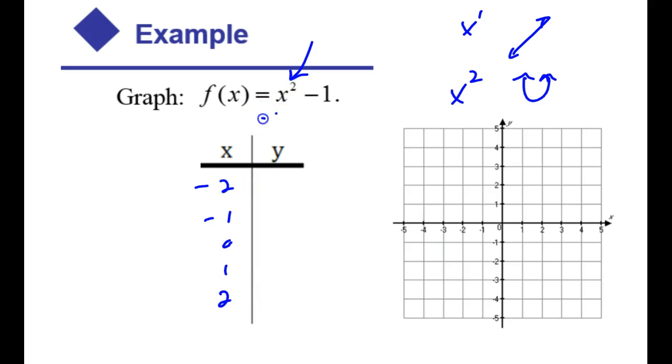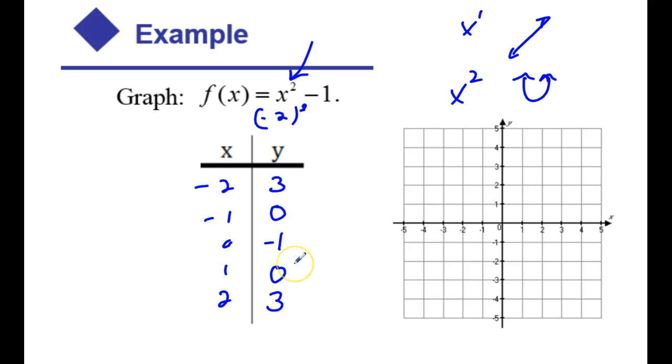So again, negative 2 squared is positive 4. If you type that in, be careful on your calculator to use parentheses. 4 minus 1 is 3. Negative 1 squared is 1. 1 minus 1 is 0. This will be a 1. 1 squared is 1 minus 1, which is 0 again. And 2 squared is 4 minus 1 is 3.